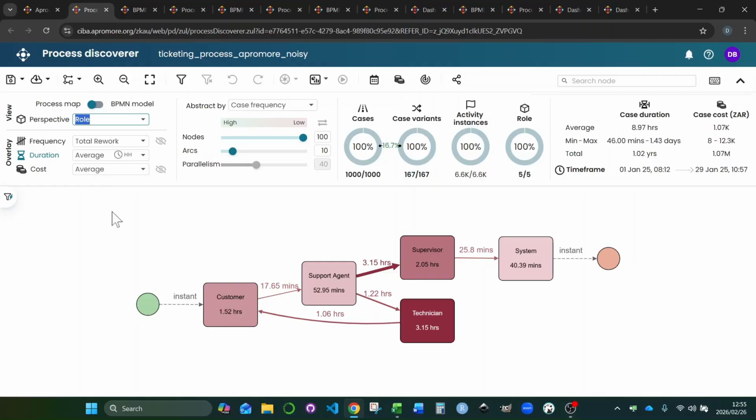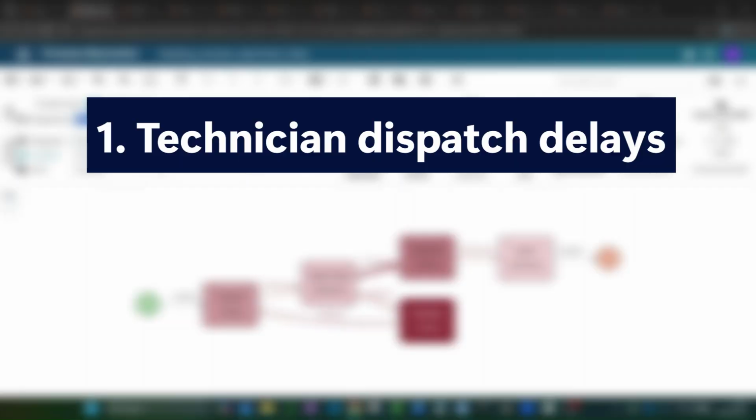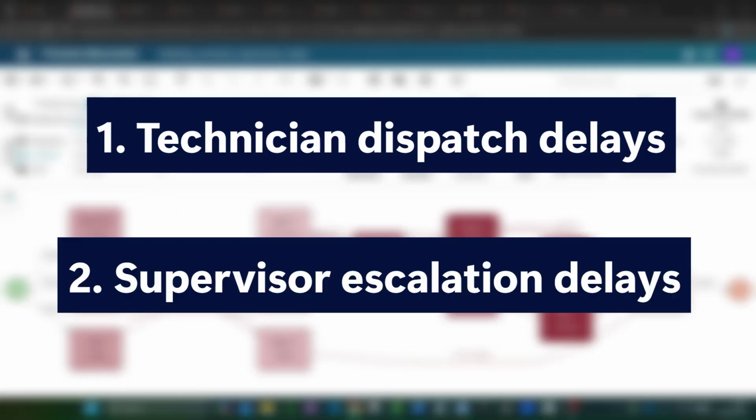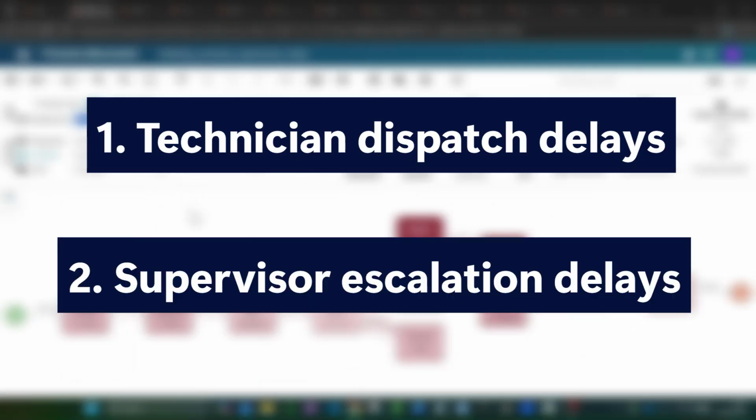Let's look at this from the role perspective as well. So we already have 2 strong hypotheses. First, technician dispatch could be delayed because technicians self-assign cases, and that doesn't happen quickly enough. In practice, they must access a system and assign cases to themselves manually. This can be automated. Second, supervisor escalations are delayed because supervisor capacity is constrained. This requires a different solution, either hiring additional staff or rearranging task priorities.